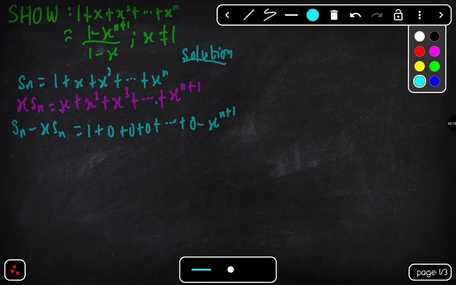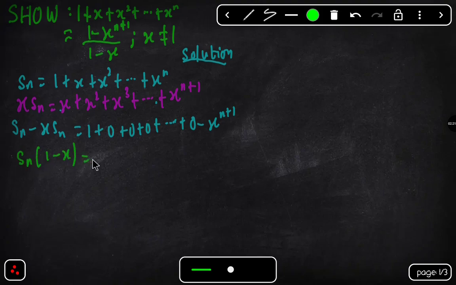Now, let's move on. So then we are going to have, you can factor out Sn here. So we have Sn into bracket 1 minus x is equal to, so everything here is just 0, so what you have now is 1 minus x raised to the power of n plus 1.